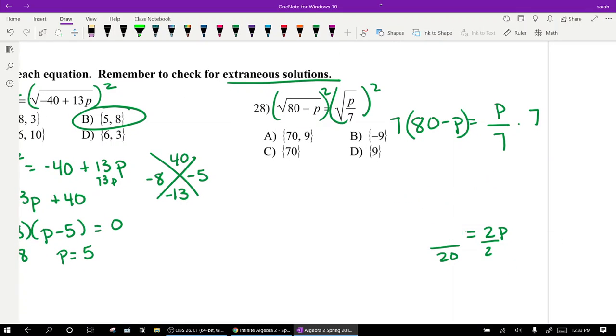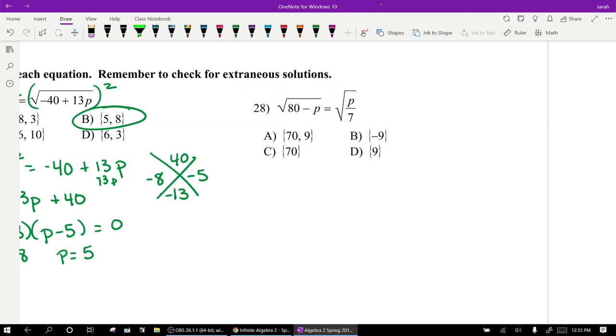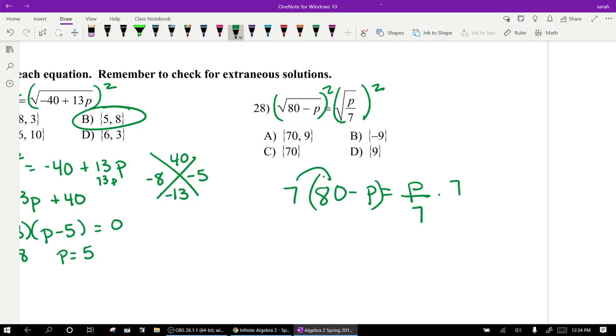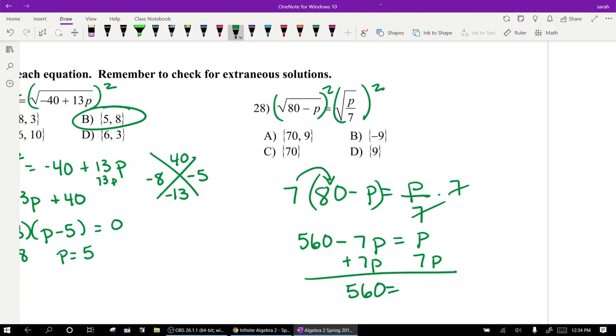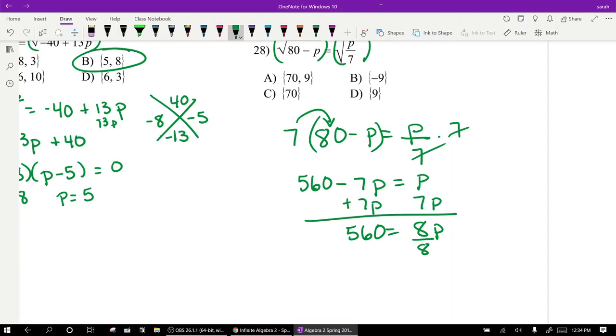All right, let's try this again. We're going to take the square of both sides, and that would be 80 minus p equals p over 7. Multiply both sides by 7. Oh, here it is. Got to distribute that. So that is going to be 7 times 80 is 560 minus 7p, equals p. So we're going to add 7p to both sides. That's going to give me 560 equals 8p. We're going to divide both sides by 8, and I see that p is going to equal 70. That looks better. All right, so 28 is 70. There's only one choice, so it has to be C. So there you go.